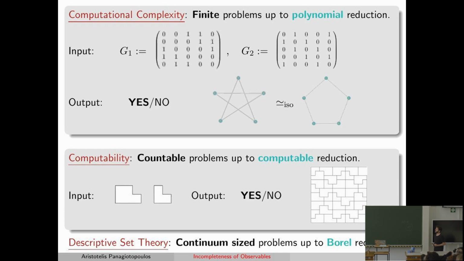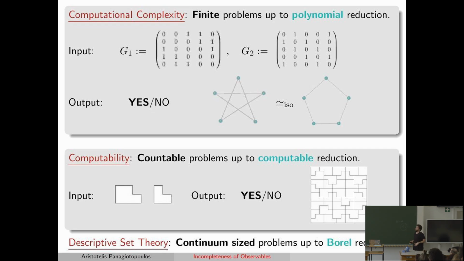So people in computer science study these sort of problems up to polynomial reduction. If you know how to solve graph isomorphism, which in fact we do not know yet how to do in polynomial time, but if you know how to do it, you try to reduce it to other problems or reduce other problems to it using polynomial time reductions. So this is about the finite world.